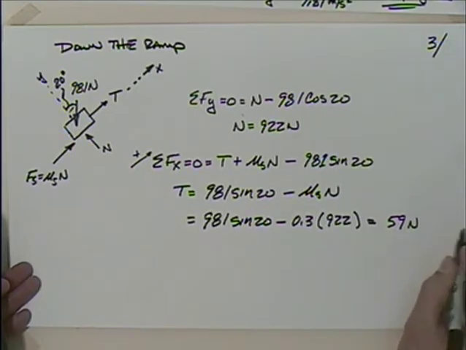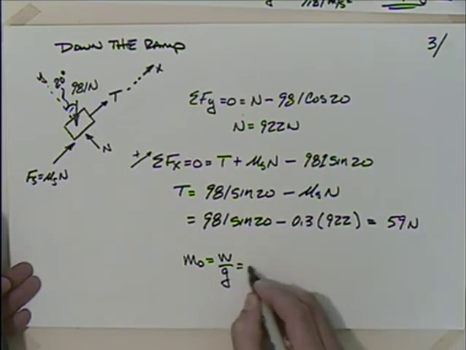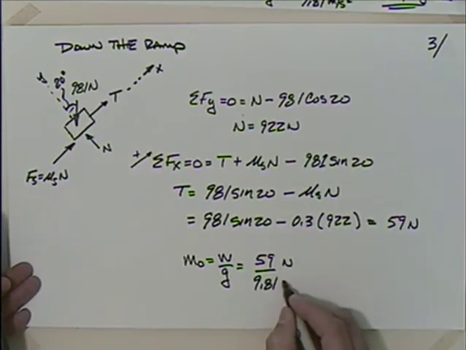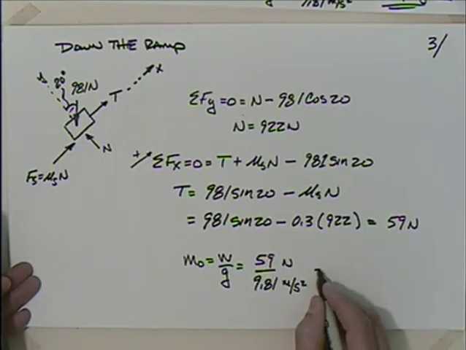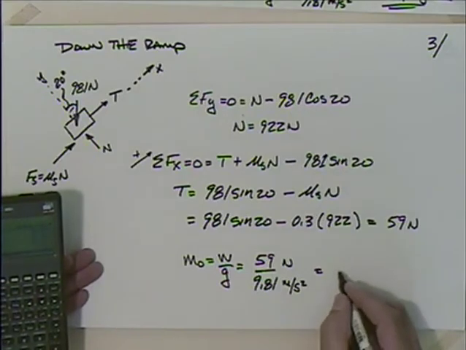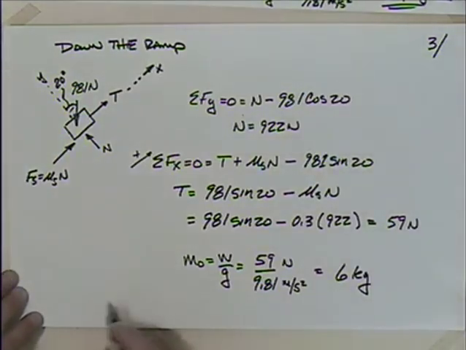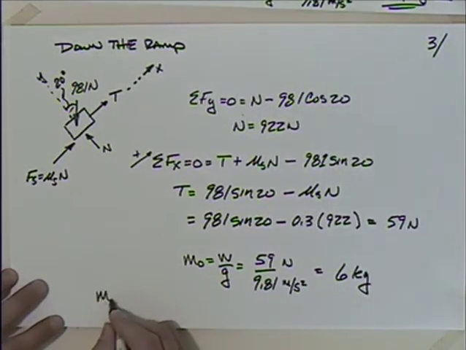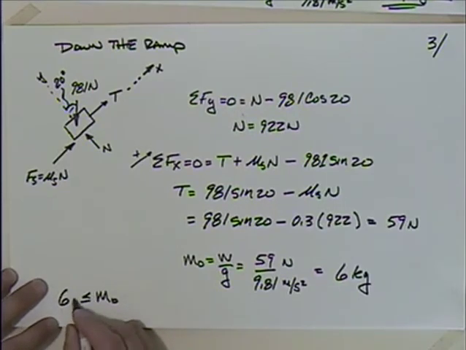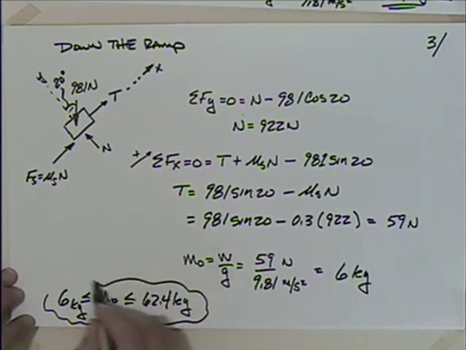59 newtons. And again, we know that m naught would be equal to W divided by g. So I'm going to take that 59 and divide by 9.81, newtons and meters per second squared. And that turns out to be pretty close to 6 kilograms. So it looks like our range for no motion up or down the ramp is that m naught is greater than or equal to 6 kilograms and less than or equal to 62.4 kilograms. So that would be our answer.